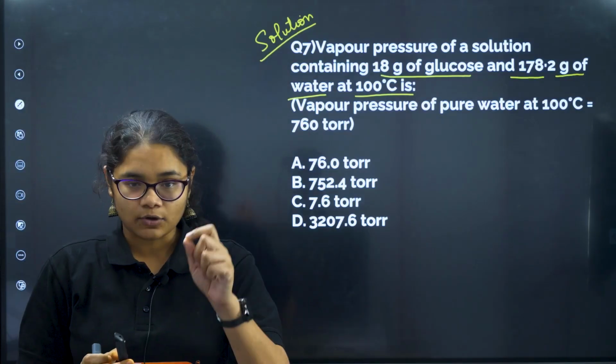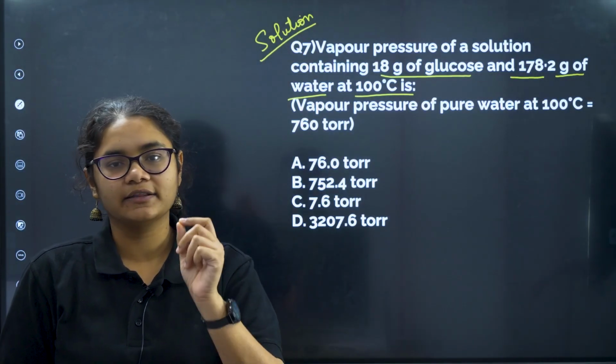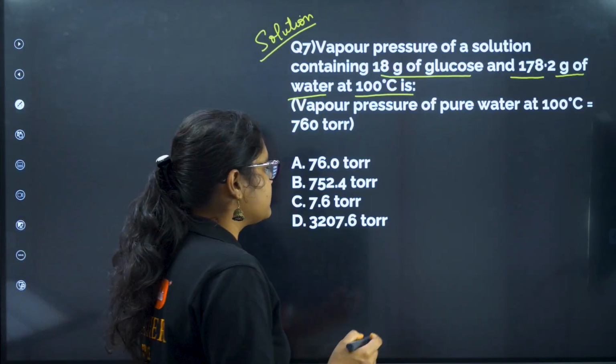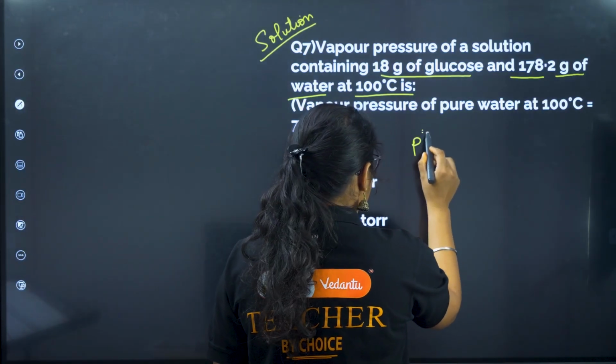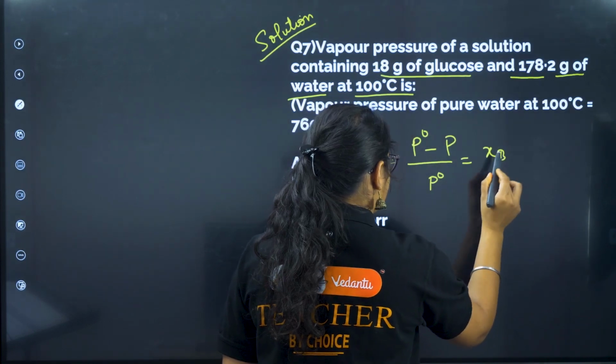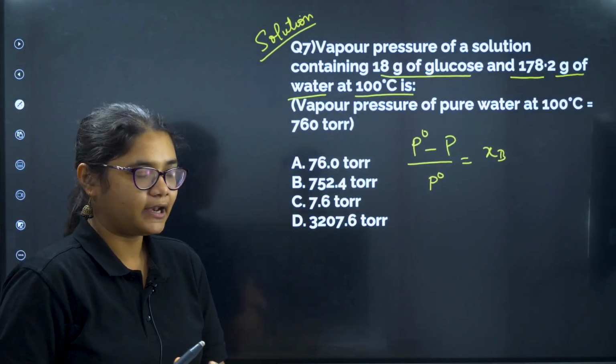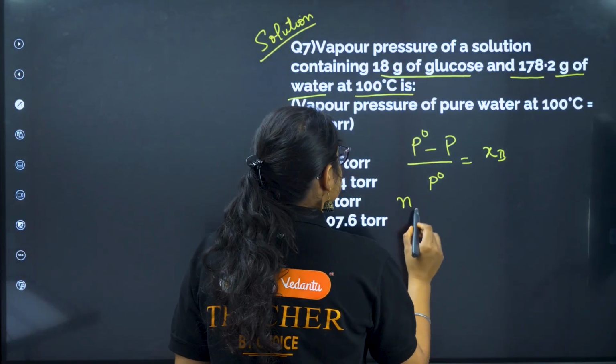So whenever we add a solute, what happens to the vapor pressure? The vapor pressure decreases. So you have to calculate the decreased vapor pressure. So we have this formula, relative lowering of vapor pressure is equal to XB, right? So we will calculate XB first. So for that we need NB and NA. So what is the number of moles of glucose?